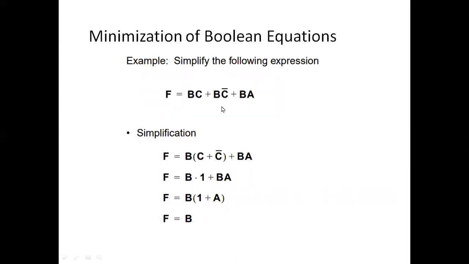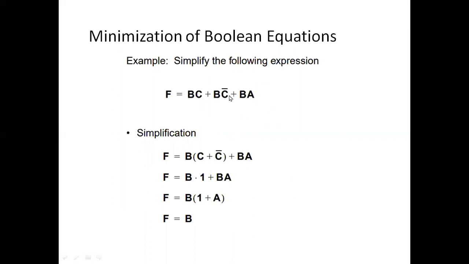Next, minimization of Boolean equations. This is very important. If you see this, you are having three product terms, BC, BC bar, and BA. So if you draw the logic circuit for it, it will be very complicated. If you minimize it, then it will be very easy for you. So if I take B common out of all these things, it is B of C plus C bar plus A.